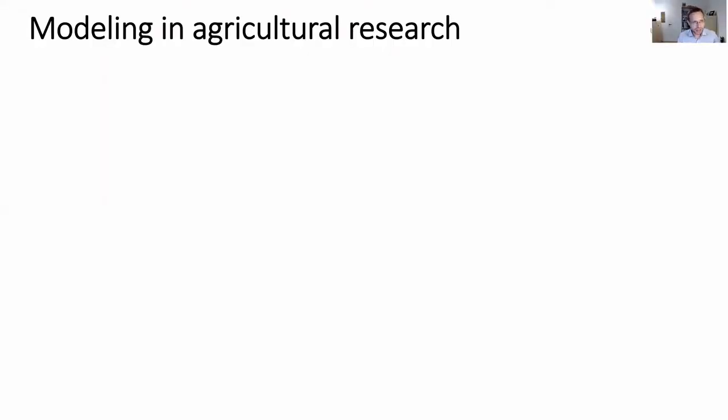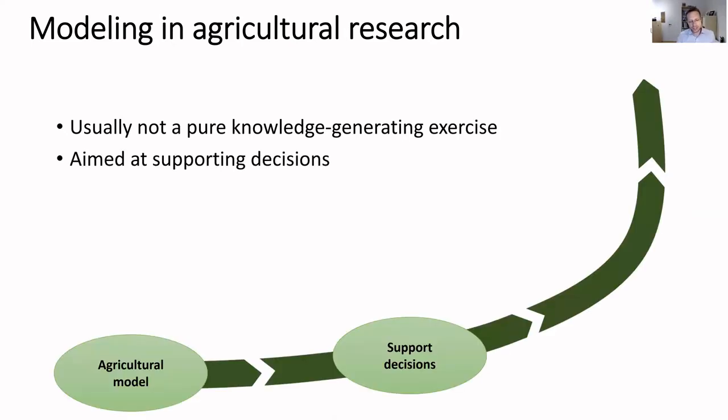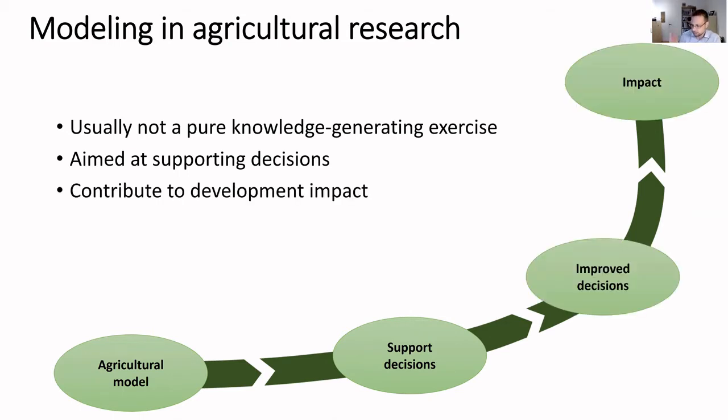So I'm a modeler, so we think a lot about modeling. And when we do modeling in agriculture, it's usually driven by some sort of application that we have in mind. It's not usually a pure knowledge generating exercise, but it's often aimed at supporting some sort of decision. So we have a model, we want to support a decision. We would like people to make a better decision based on our model, based on our research, and ultimately we want to generate some sort of impact.